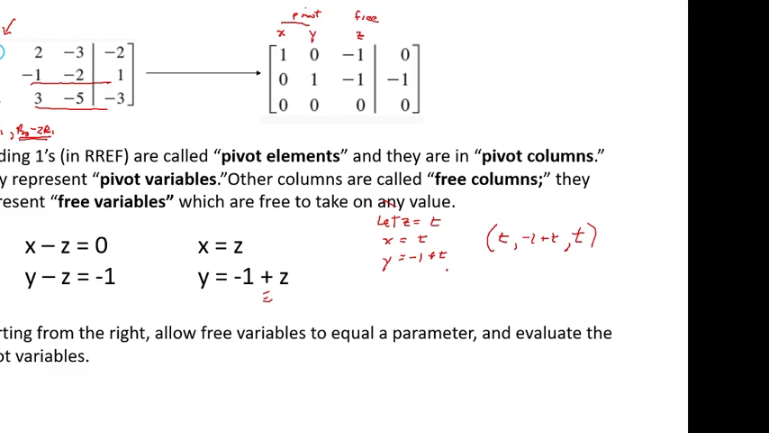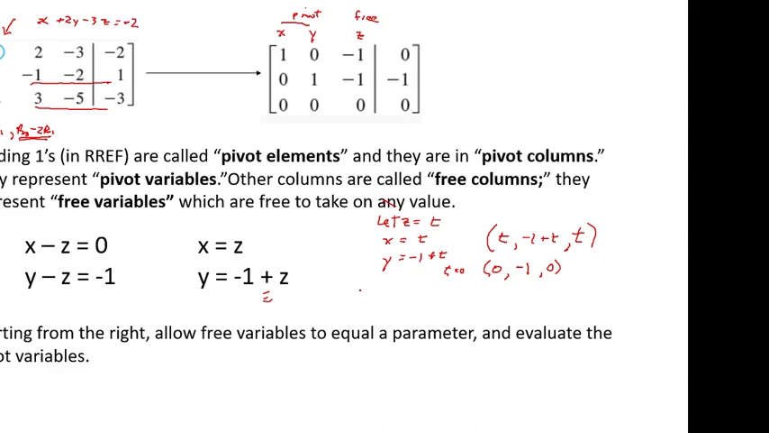So for example, if t equals 0, we get 0, -1 plus 0, and 0, and that will be a solution to the original equations that we had up here. For example, this first row represents the equation x plus 2y minus 3z equals negative 2. Okay? Well, if x is 0, y is negative 1, and z is 0, this becomes 0 plus 2 times negative 1 minus 3 times 0 equals negative 2. And sure enough, that's true.